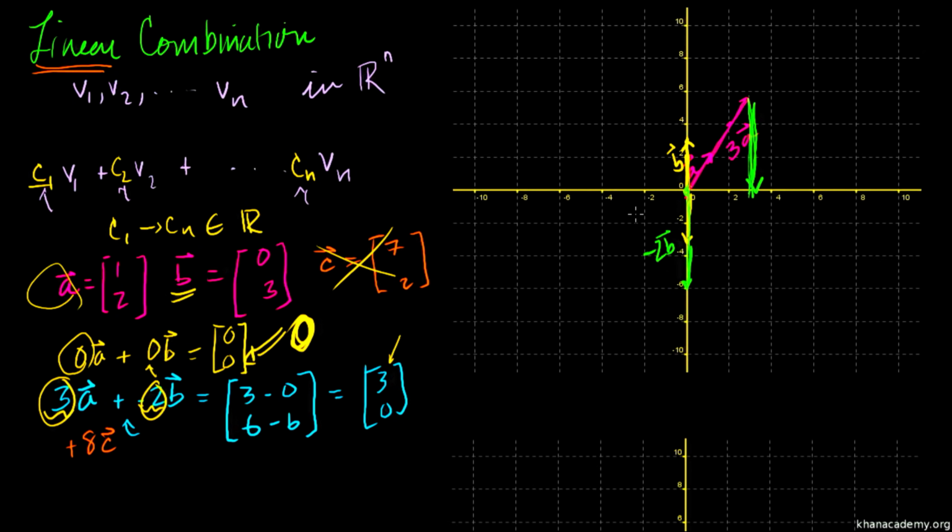You get this vector right here, and that's exactly what we did when we solved it mathematically. You get the vector 3, 0. But this was just one combination, one linear combination of a and b.